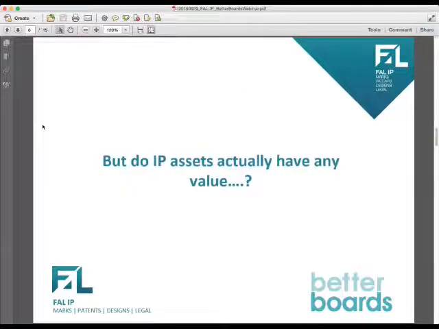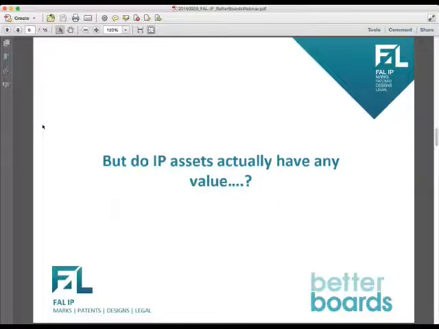Okay, do IP assets actually have any value? Yeah. So we're talking about how to capture it and what they are, but do they matter? Basically, it's all well and good to know what IP assets might be, but why would you bother trying to identify them, capture them and register them? So we thought we would ask the question, do they have any value?